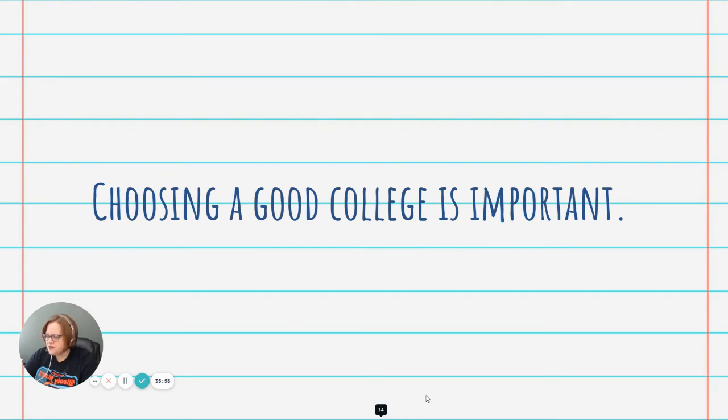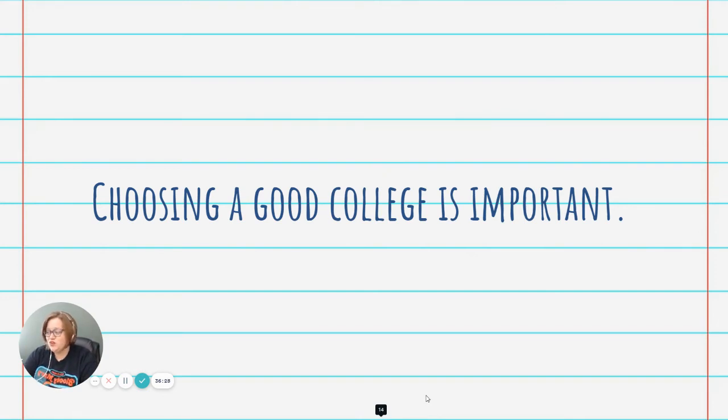Ask yourself this when you look at this thesis. Why is choosing a good college important? Who are you addressing with this thesis? How does one choose a good college? What makes a college good? How do different people value colleges differently? For many of you, if you sat there and looked at this, you were like, well, yeah, choosing a good college is important.